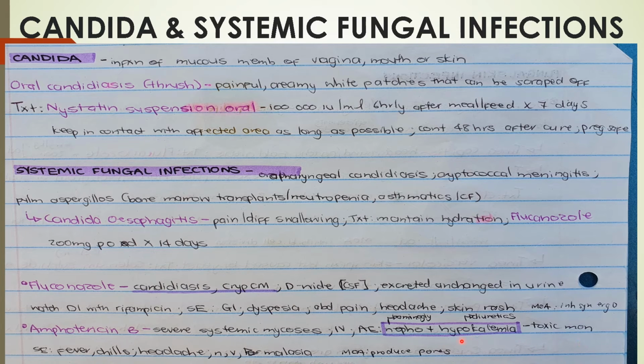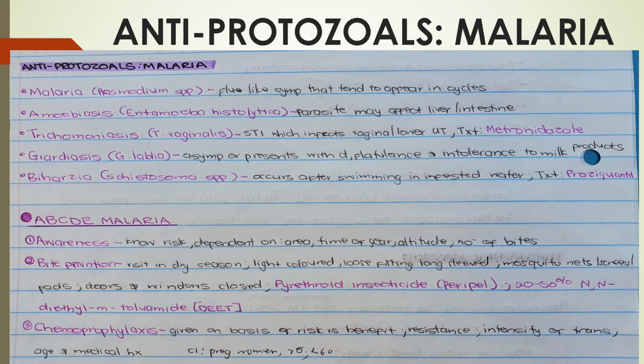And as a result, toxic monitoring is very important for both fluconazole and amphotericin B. Side effects of amphotericin B are fever, chills, headache, nausea, vomiting, and malaria. Okay, so next is your antiprotozoals, and the main one that we're going to be dealing with is malaria.